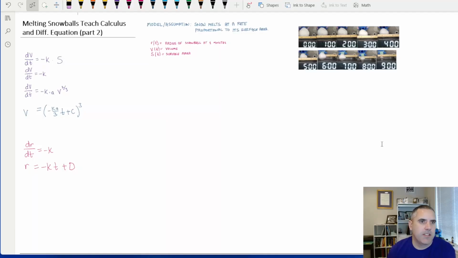Hello, calculus fans. Going to continue our discussion of melting snowballs. In this one, I'll do the actual solving, talk a little bit about the calculus.